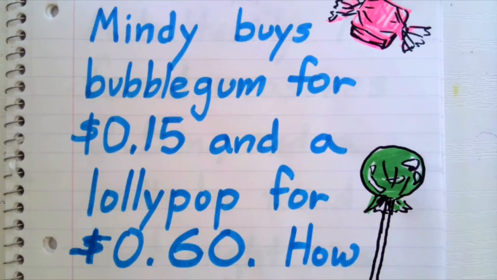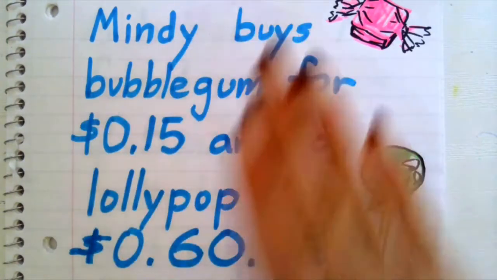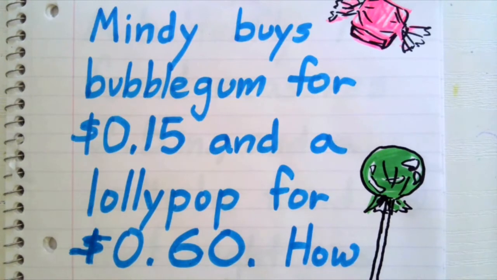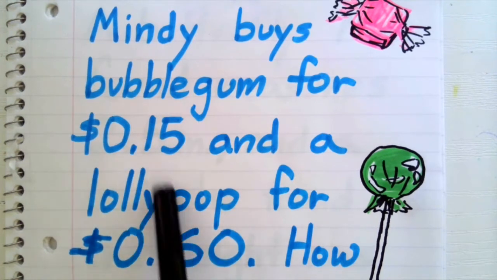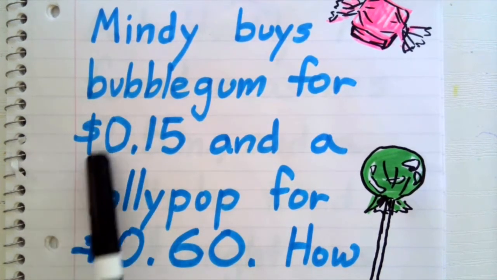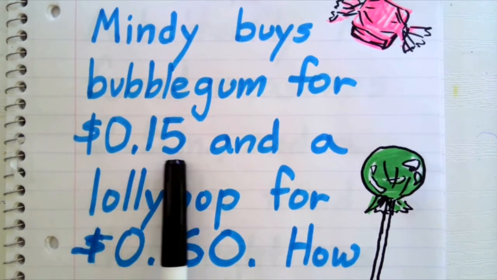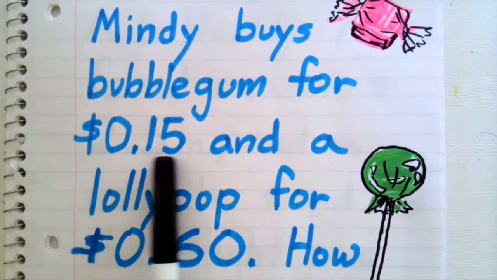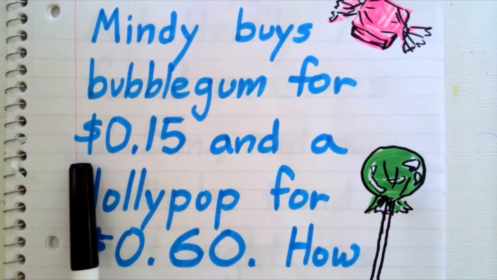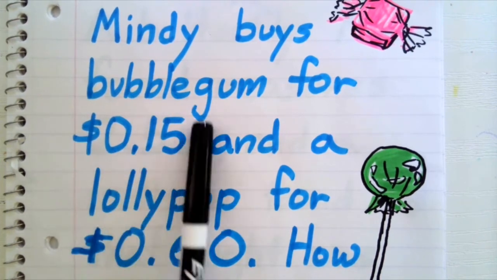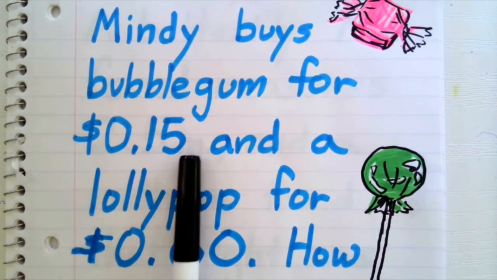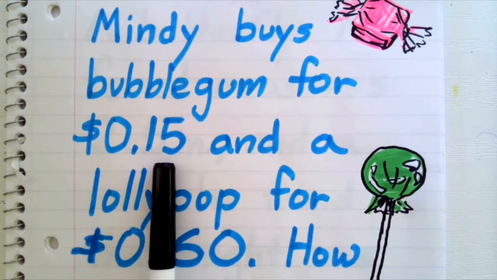Let's practice with this word problem. Go ahead and make sure you have some paper and something to write with so you can work along with me. Let's read this problem together and find out what it is about. Ooh, do you notice these two amounts? Do you know what this symbol here means? That's right, it's a money sign. How much money is this? 15 cents. Decimals are used to show amounts of money that are in cents.